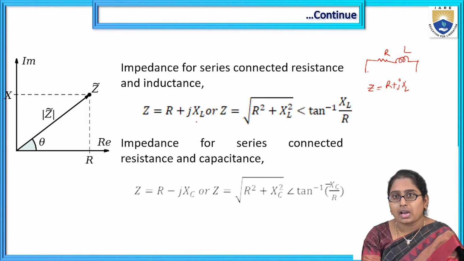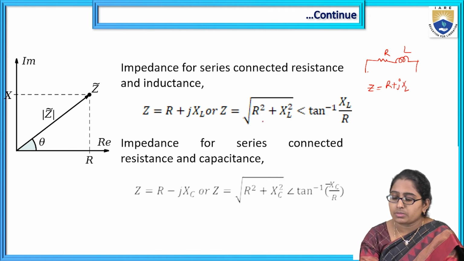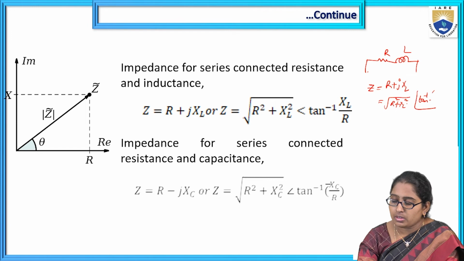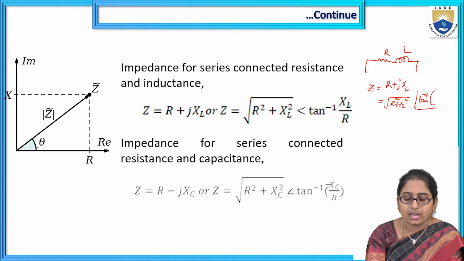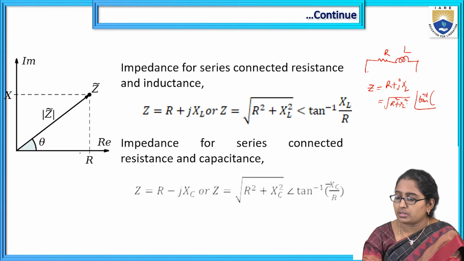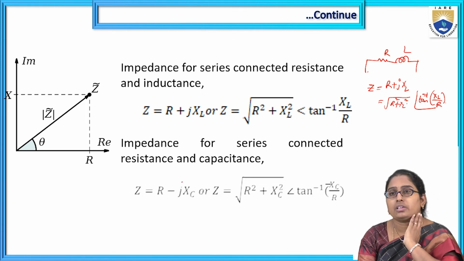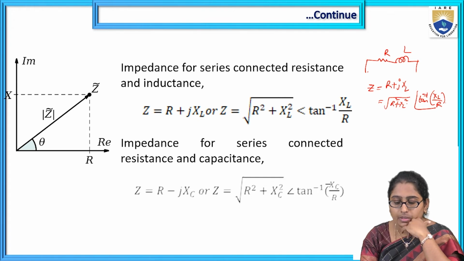There is a magnitude and an angle. As I previously mentioned, for this RL circuit the magnitude is given by the square root of R square plus XL square, and the angle is tan inverse of XL by R. Calculating tan theta here gives XL by R. So that is for the series connected RL circuit, series connected resistance and inductance.